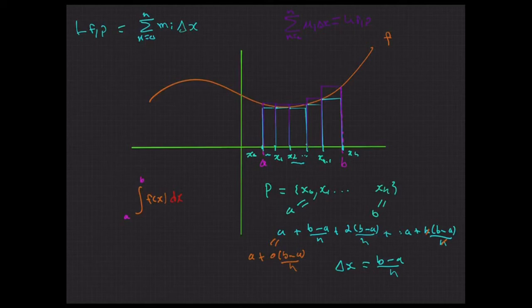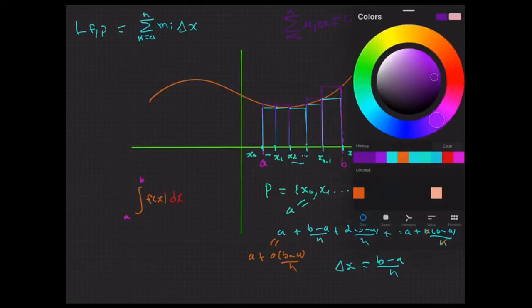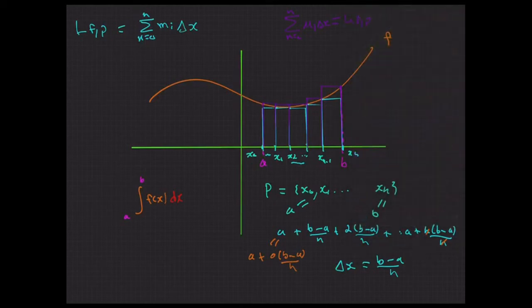And capital Mi, in purple, represents the largest value of f on any particular subinterval. There are two keys to this. The first is that the actual area under the curve, which we denote by the integral from a to b of f of x dx, is always in between any lower sum or upper sum. It is always sandwiched in between. So the integral from a to b of f of x dx is bigger than or equal to any lower sum, and less than or equal to any upper sum. That's the first observation we have.